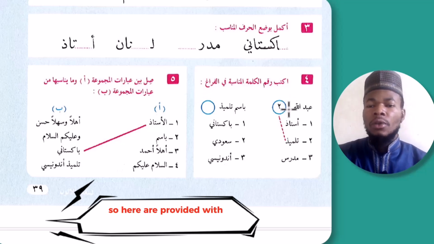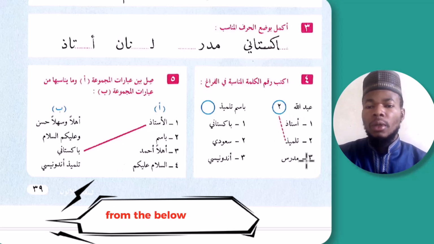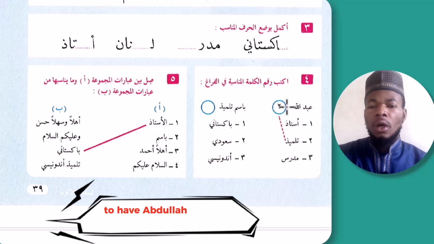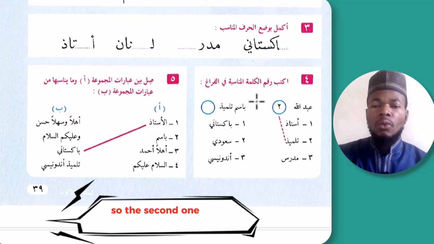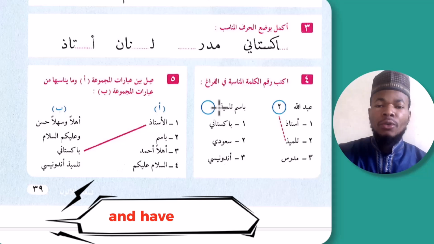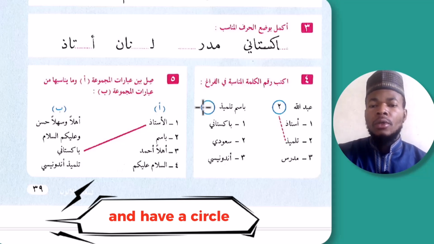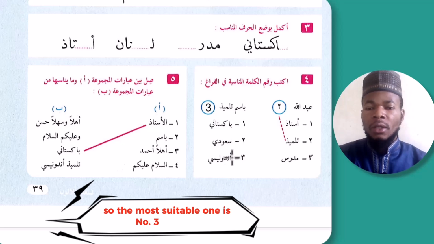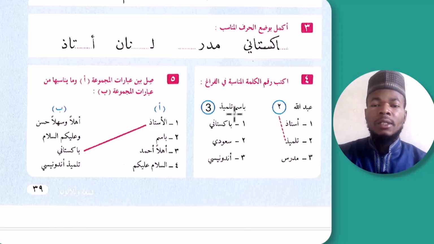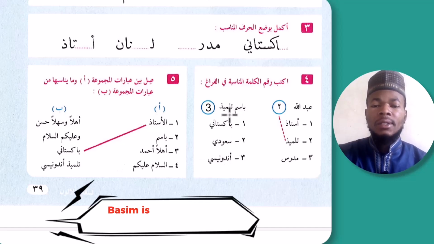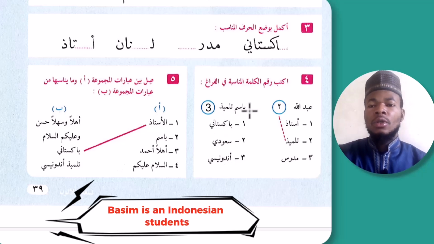So here we are provided with an incomplete phrase, which we are going to complete by selecting the most suitable one from the below options. So we have Abdullah, and the suitable one is Tilmidun. Abdullahi Tilmidun, that is Abdullah is a student. So this one is already done for us. So the second one we have Basimun Tilmidun, then we have a circle. So the most suitable one is number 3, which is Indunisiyun. Basimun Tilmidun Indunisiyun. Basim is an Indonesian student. So this is how to do this.